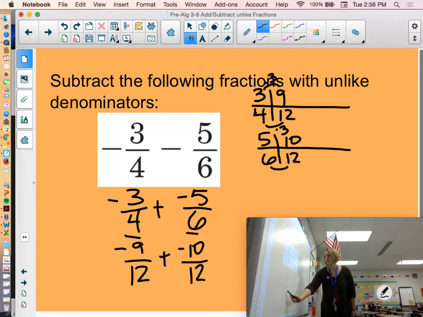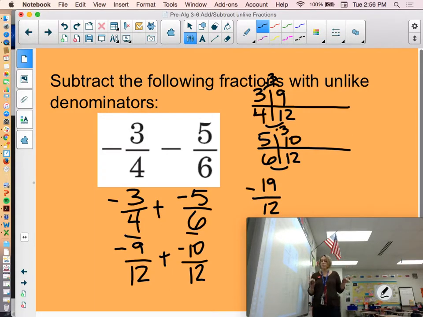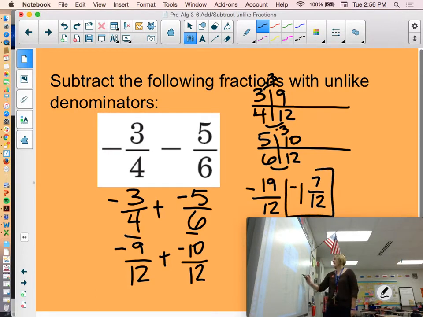Now, I can do the numerators. -9 plus -10 is -19. I'll write that over here. And I keep the denominator the same. Don't you dare add those. Okay, now 12 goes into 19 one time with 7 left over. I hope I did that right. Let's see. 9 minus 2 is 7. Okay, but it has to be negative, and I have to make sure my answer makes sense being negative. Yep, I've got about 1 plus about 1, so this should be about 2, but it's got to be negative.